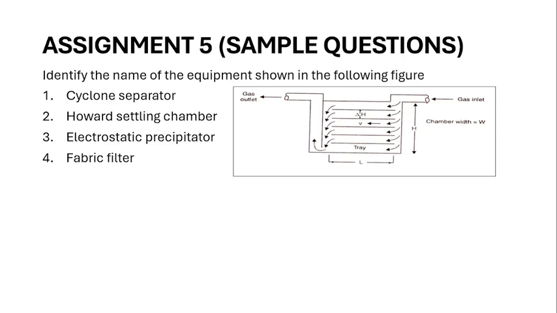In this equipment, the gases are coming inside, and here the gas is going outside. In between, the gas is passing through different trays. Finally, the clean gas is going out. The name of the instrument is the forward settling chamber. And by introducing a number of trays inside the settling chamber, the efficiency of separation is improved. Okay.